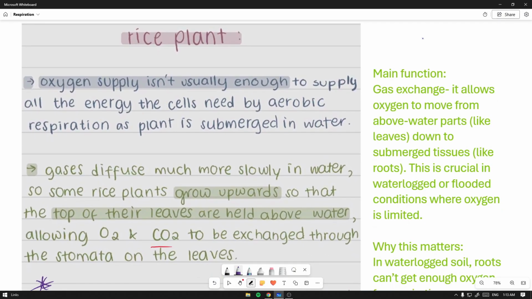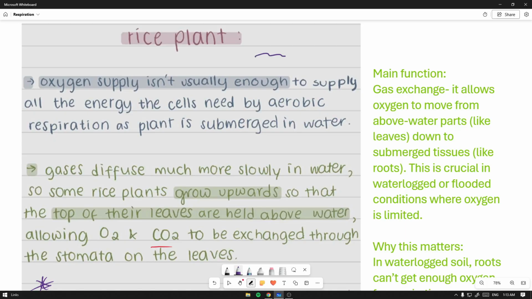Then I'm gonna explain. Oxygen supply isn't usually enough to supply all the energy the cells need by aerobic respiration as the plant is submerged in water. Gases diffuse much more slowly in the water, so some rice plants grow upwards so that the top of their leaves are held above water, allowing O2 and CO2 to be exchanged through the stomata on the leaves.